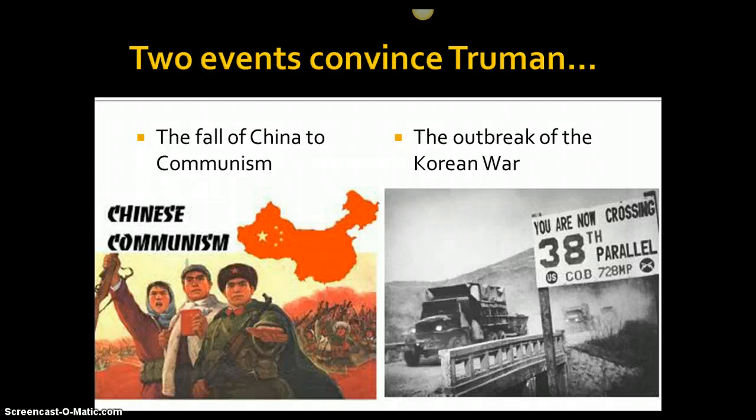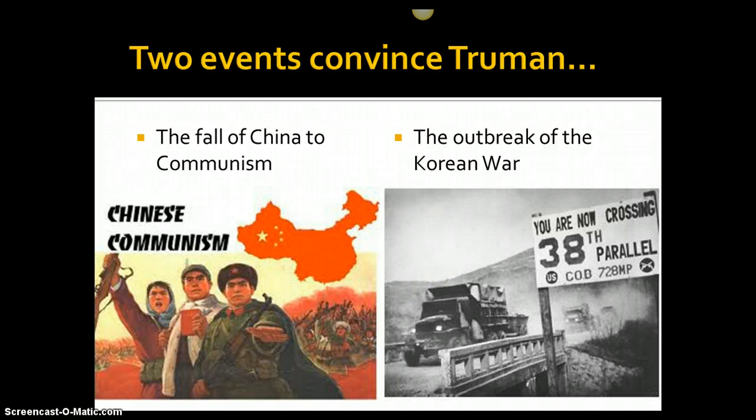Alright guys, so I mentioned our hands were tied, right? But two events do convince Truman to help France. The fall of China to communism, right? That certainly is a huge factor. And then soon the outbreak of the Korean War. So these two things indicate that the Soviet Union had begun their major push to impose communism on East Asia. So we soon after began sending military aid to the French forces in Vietnam.